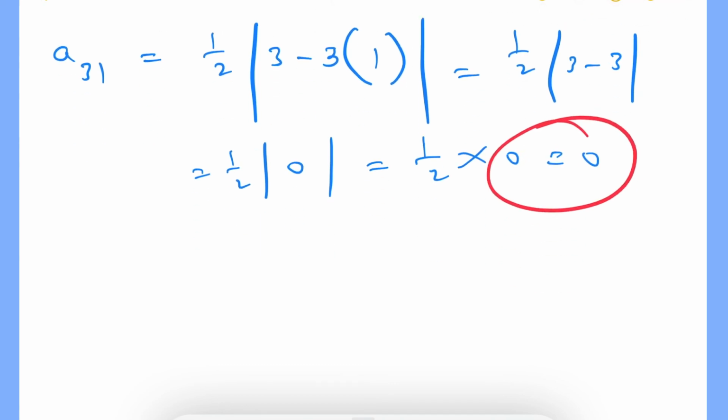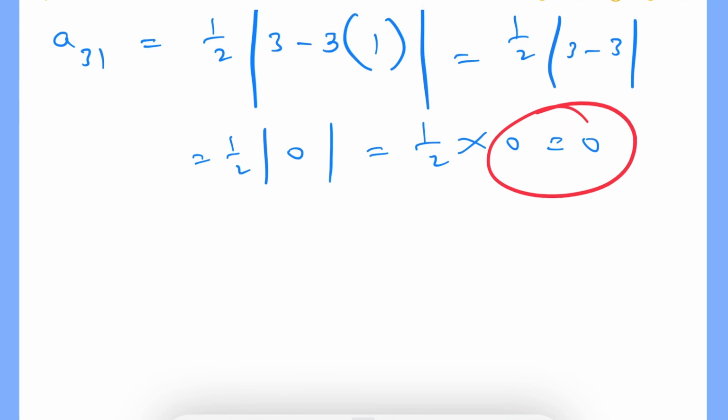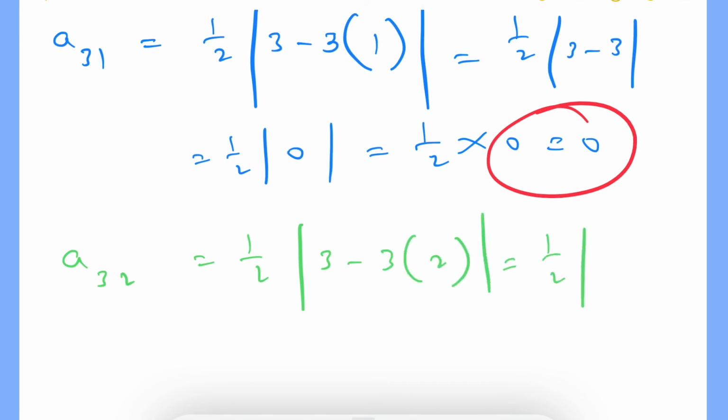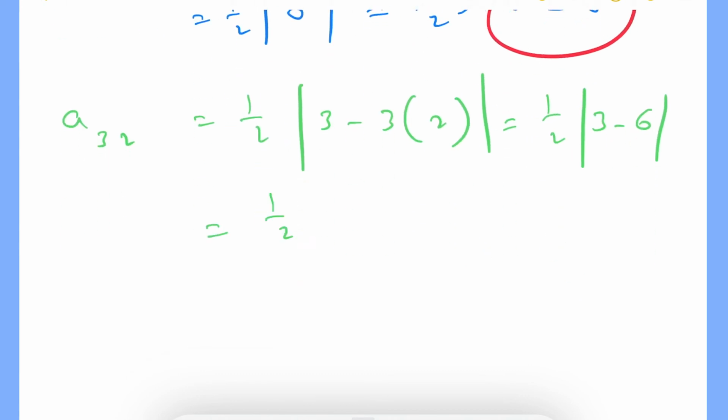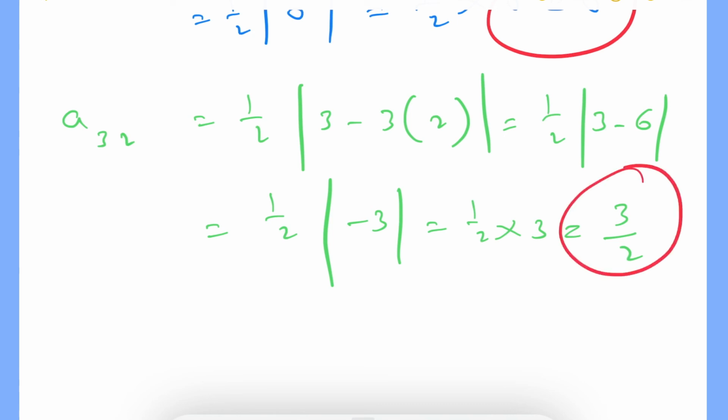Next, the last element, that is third row, second column. Half modulus of i minus 3j, which is equal to half modulus of 3 minus 3 twos are 6. So we get half modulus of 3 minus 6, which is minus 3, half into mod minus 3, 3. We get it as 3 by 2. Okay, now we got all the elements.